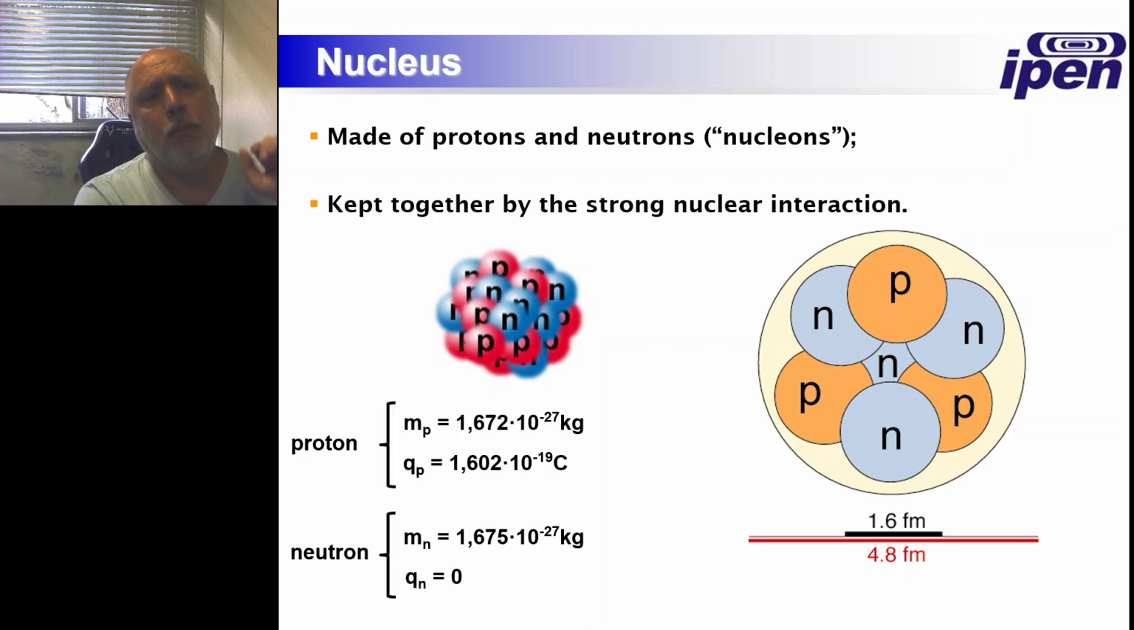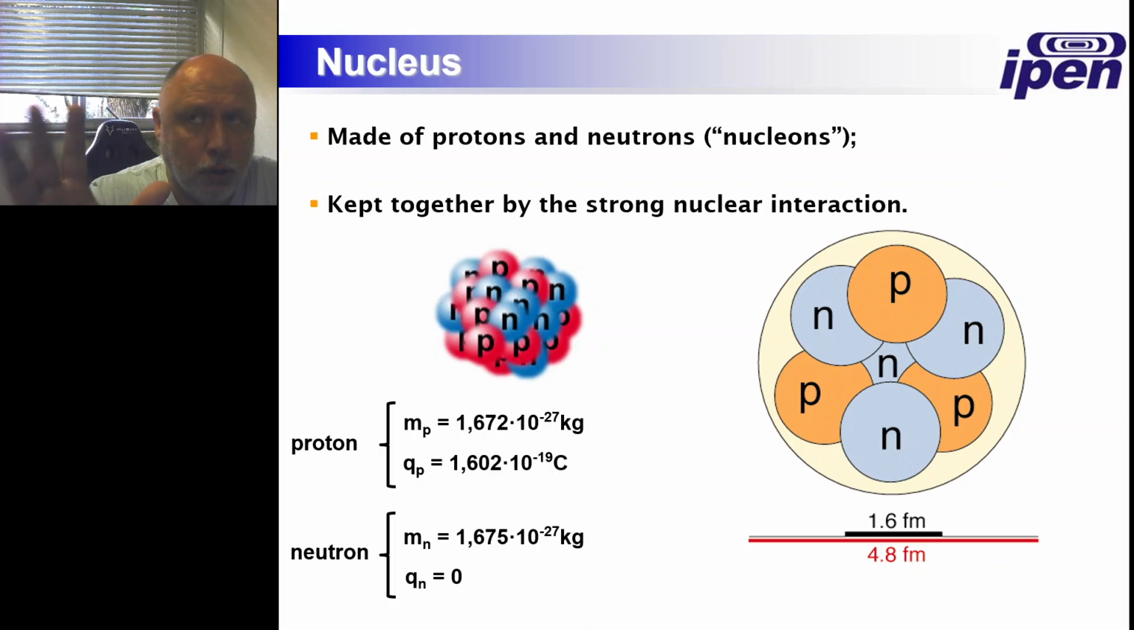So okay, let's talk about the nucleus now. The nucleus, as I said, is made of protons and neutrons. And there's a general term we use for both these particles. They are nucleons, meaning they are the kinds of particles you find in a nucleus. So protons and neutrons are both different flavors of nucleons, right? And they are kept together by the strong nuclear interaction.